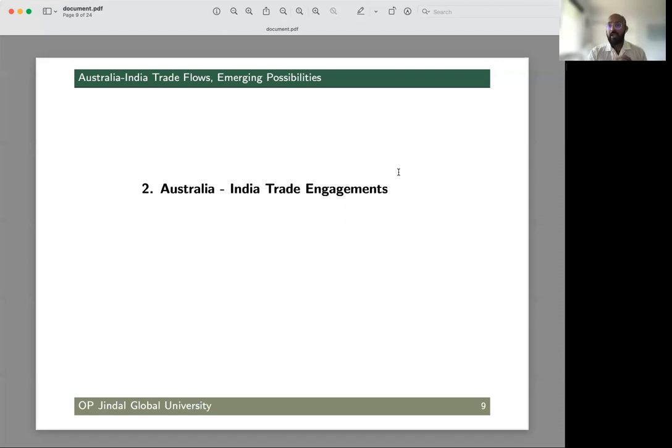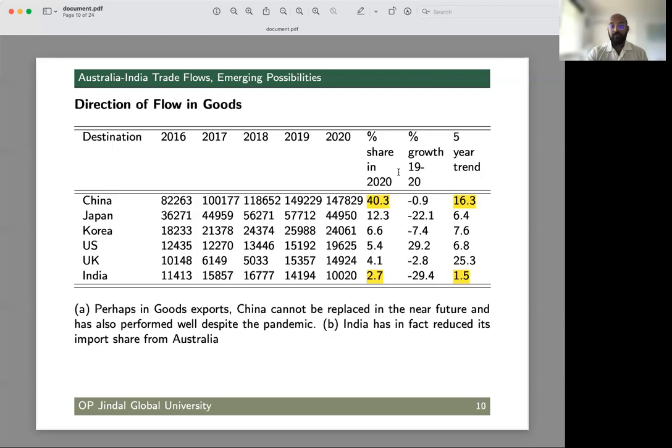For now, we've looked at aggregates. Now we want to look at disaggregated figures and where these imports and exports are going. I want to look at partner countries and their import and export shares. As far as Australia is concerned, the greater the export share for these countries, the more integrated they are with Australia. And the opposite is true for the other country. So if you look at the direction of flow of goods, India is not in the picture as a major destination for Australia.